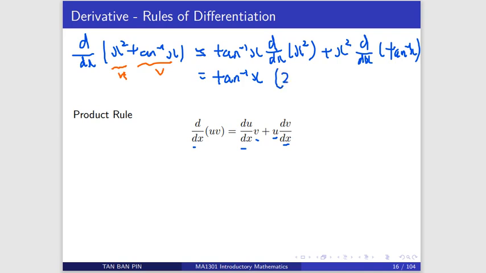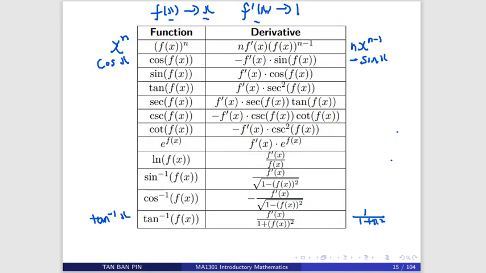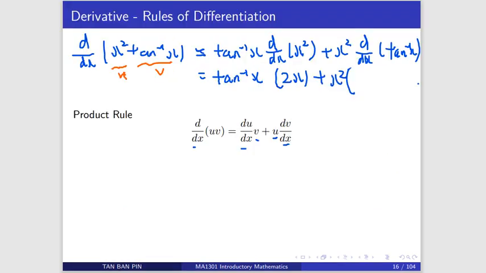Differentiating x squared gives you 2x. Differentiating tangent inverse x, we have a formula, right? It is 1 over 1 plus x squared, which I just mentioned. So the answer is 2x tangent inverse x plus x squared over 1 plus x squared.